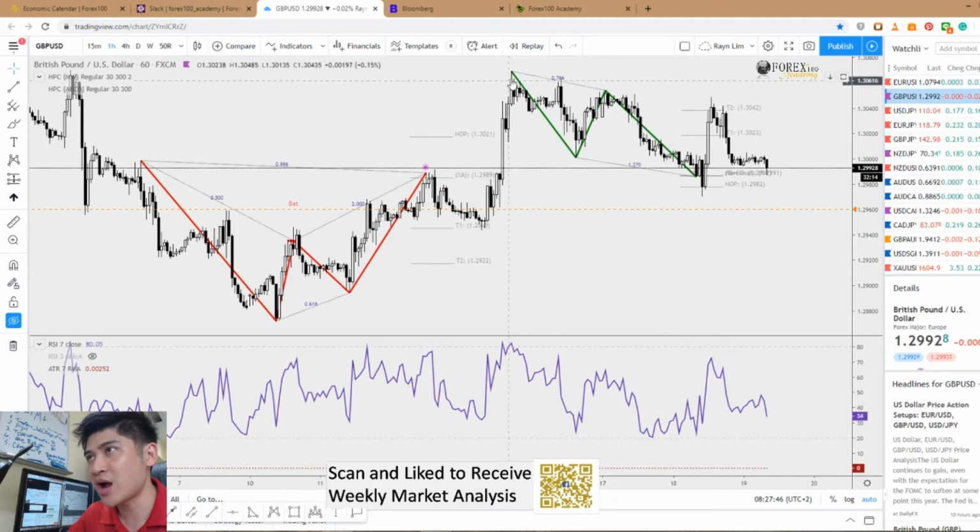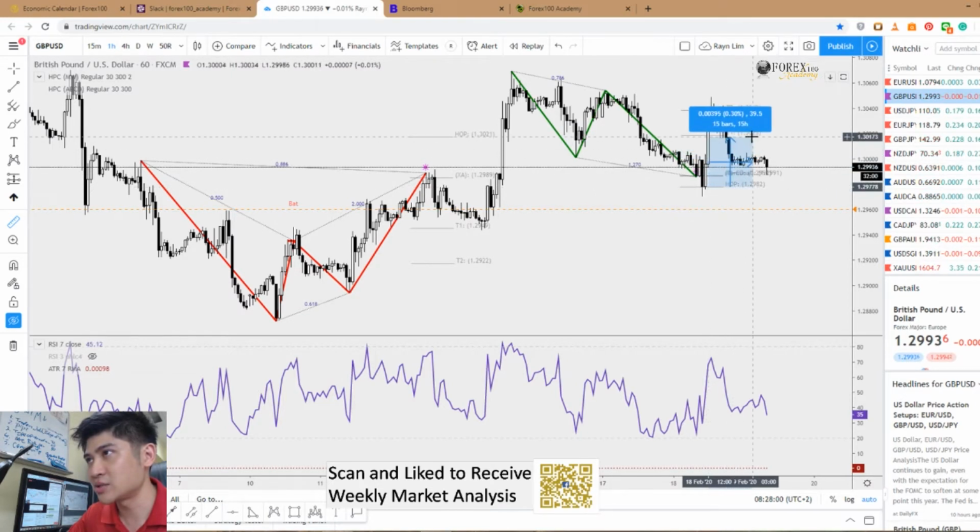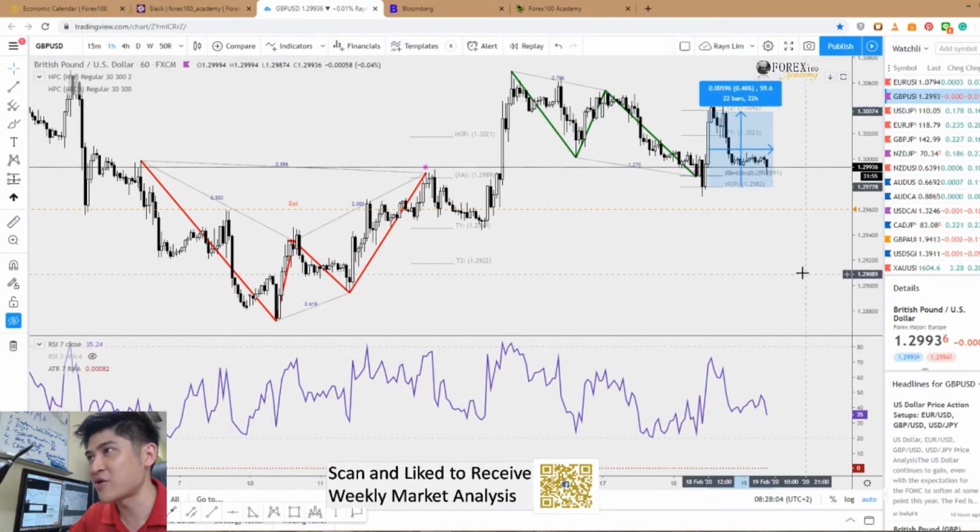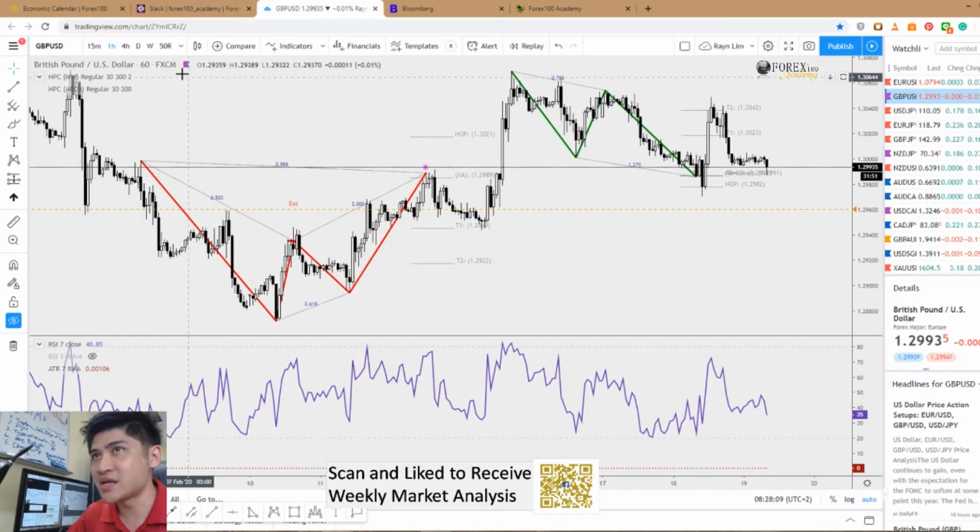Then we have a bull run, having an ABCD formation. You might have a bit of concern of, hey, you see, it hit the hop level and stuff like that. So hop stands for harmonic optimized price execution level. So meaning to say that you can enter over here. All right. So target 1, 40 pips. Target 2, 59 pips. How great is that? All right. So that's the pound dollar.